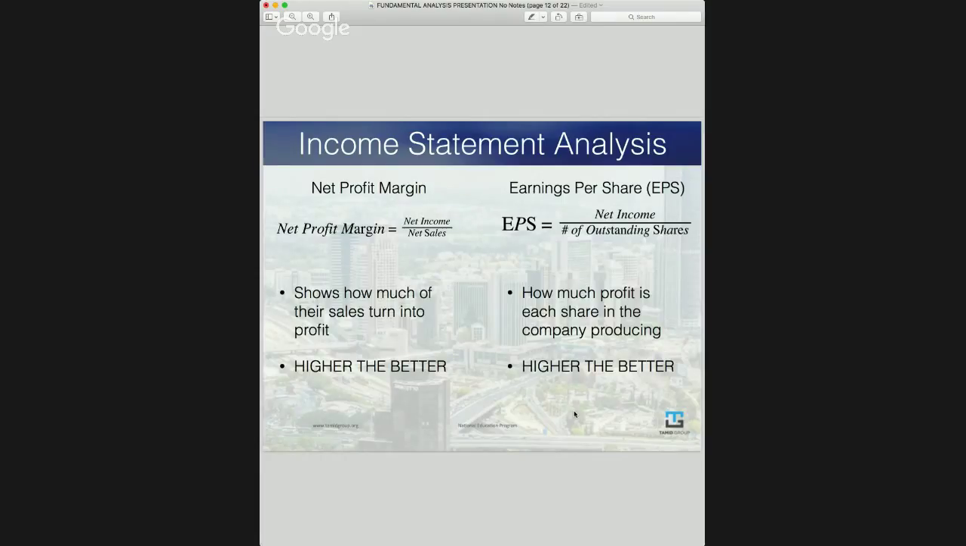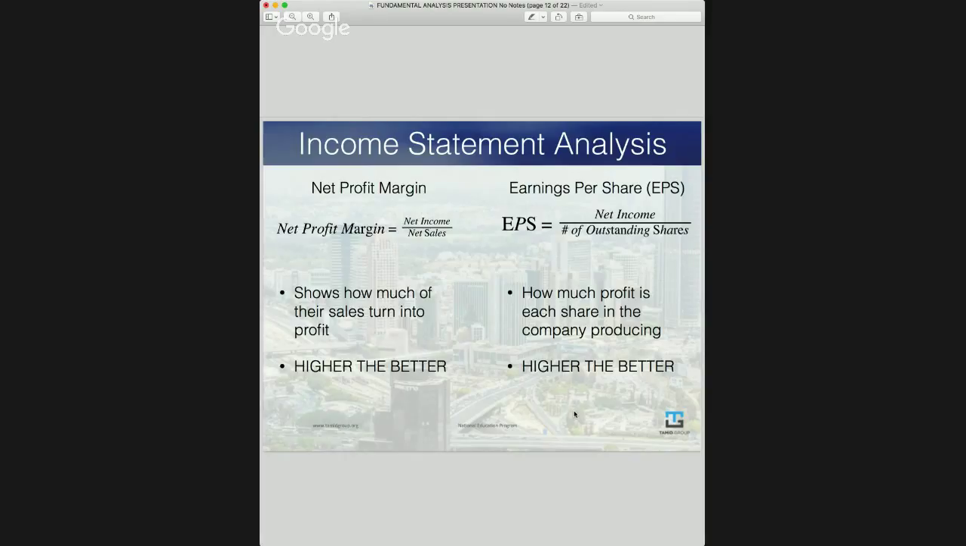The net profit margin shows how much of their sales turn into profit. The higher, the better. And your earnings per share is going to be your net income over your number of outstanding shares. The company on any financial statement is going to tell you how many outstanding shares they have, and they're either going to give you your earnings per share or you're going to be able to calculate it from the information they give you. Once again, the higher, the better.